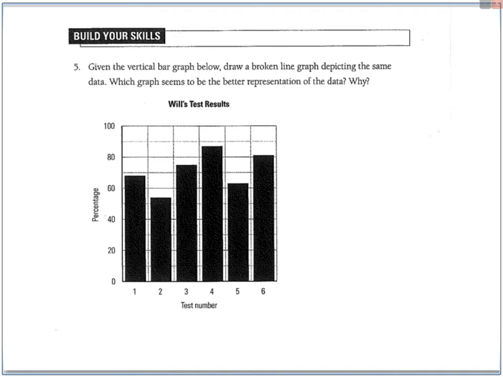Alright, so then it says, for number 5, draw the broken line graph depicting the same data. Which graph seems to be the better representation of the data and why?